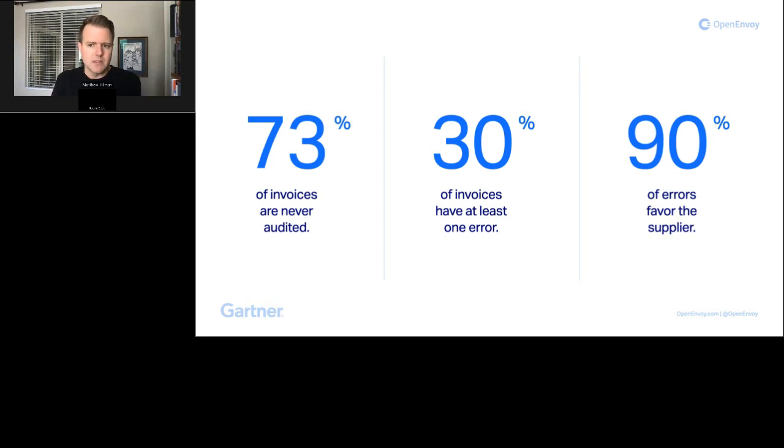The reality is these Gartner numbers, we found these very early on in the company and realized just how big of a market it is. 73% of all invoices are never audited. Everybody knows that there's a mountain of gold there, but it's very, very difficult to mine that mountain of gold. 30% of those invoices have at least an error, and 90% of those errors favor the supplier, most of the time not intentionally. Suppliers have a hard time tracking their AR and calculating AR, and complex contracts are inherently complex and difficult to manage.